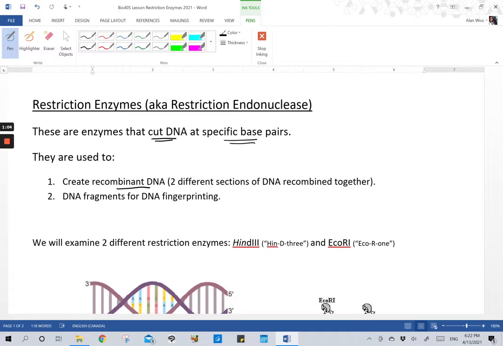Now, the other thing that we can also use restriction enzymes to make is DNA fingerprinting. DNA fingerprinting requires DNA fragments. So in order to get those fragments, we basically use restriction enzymes.